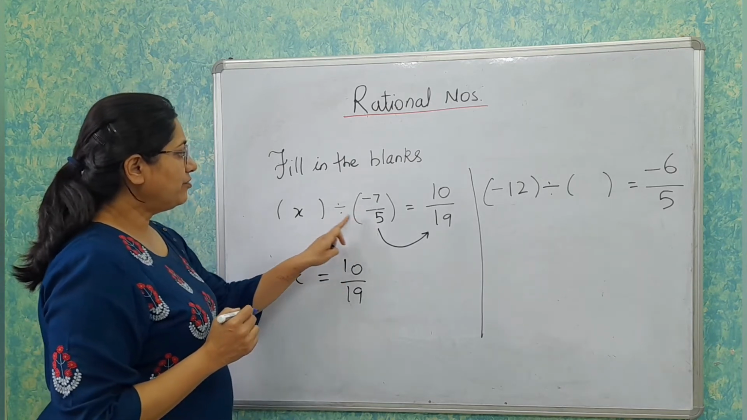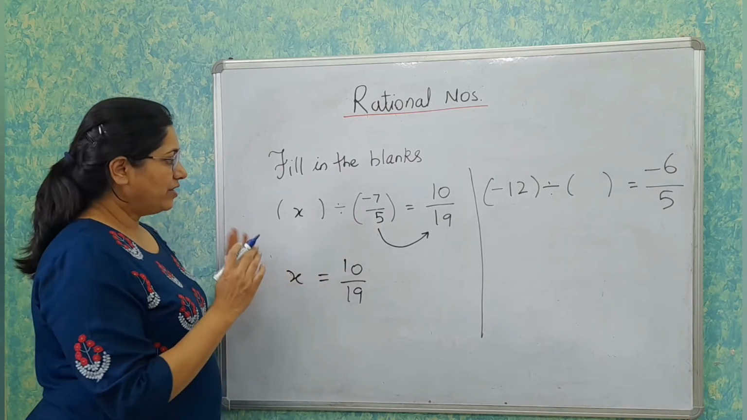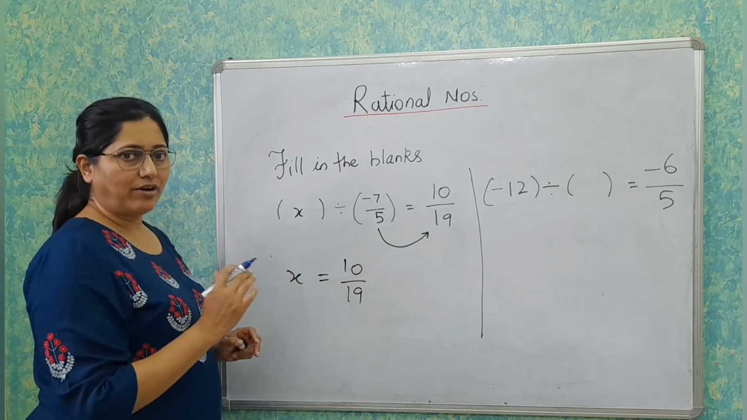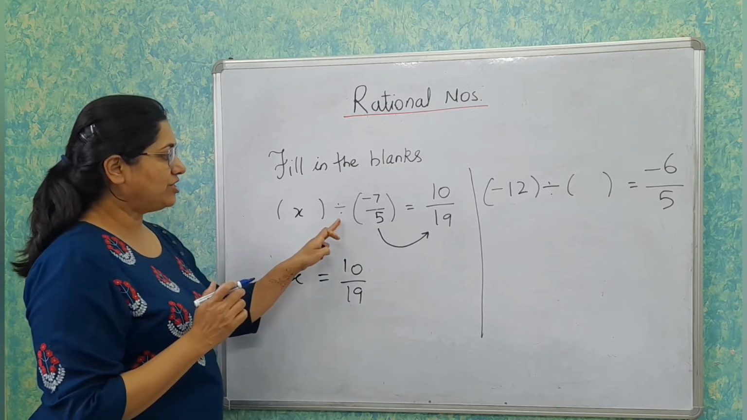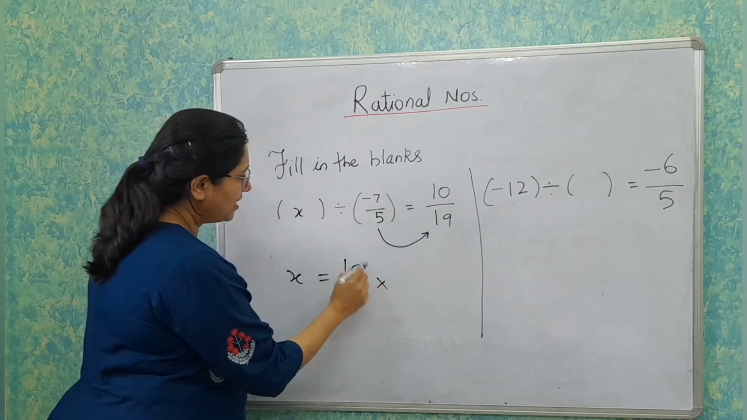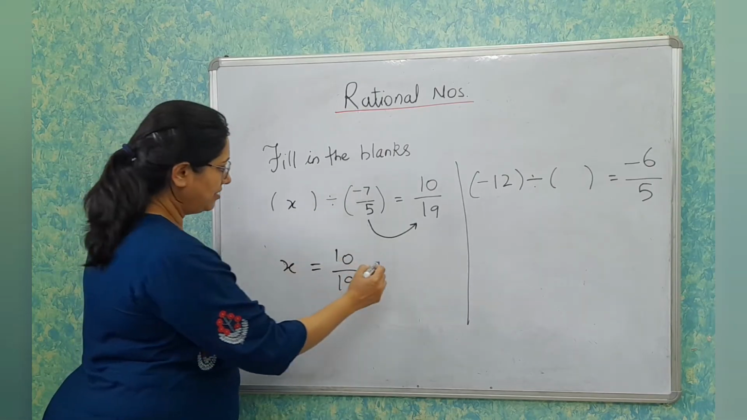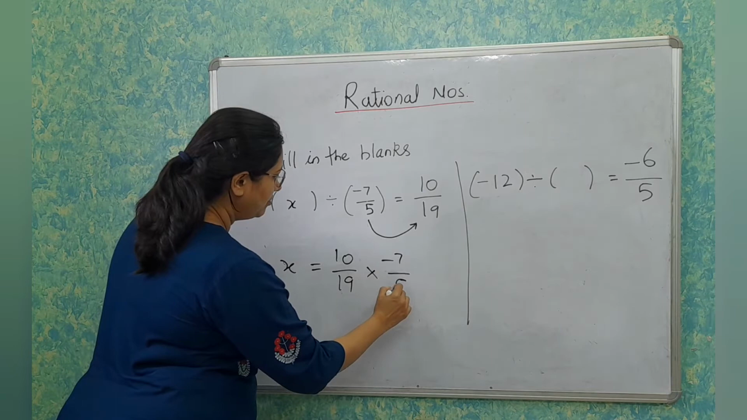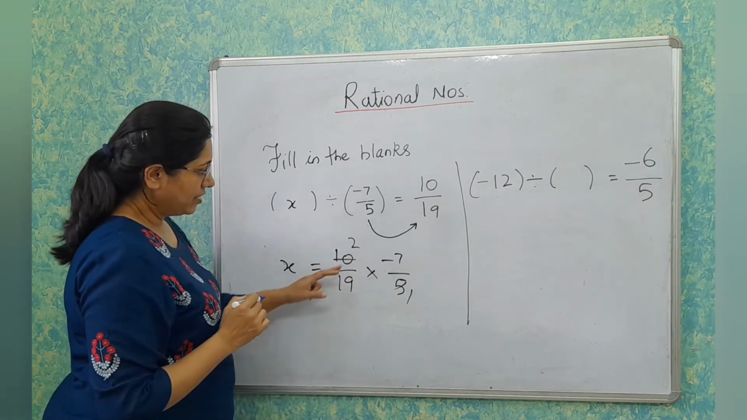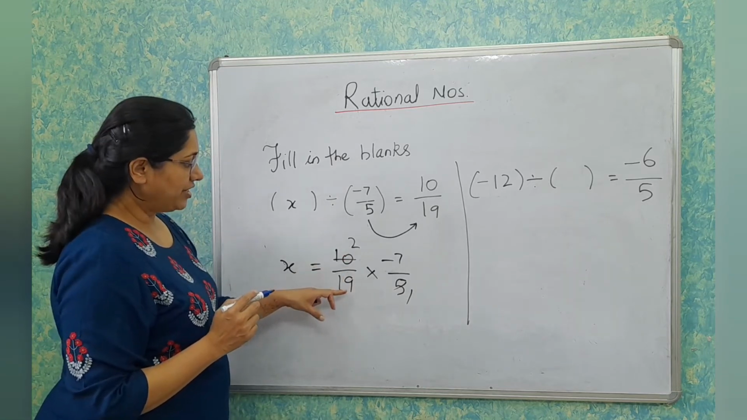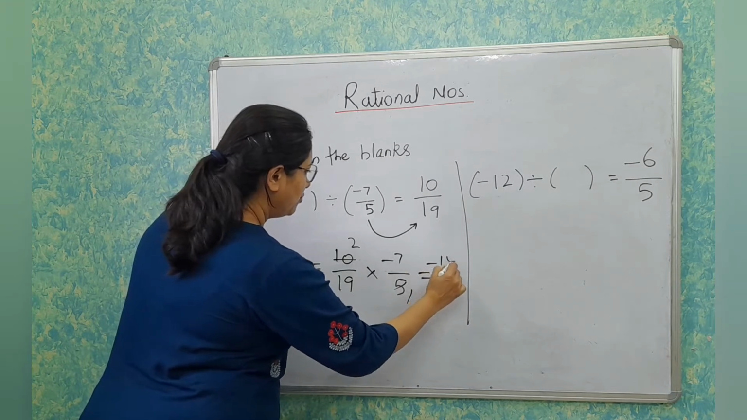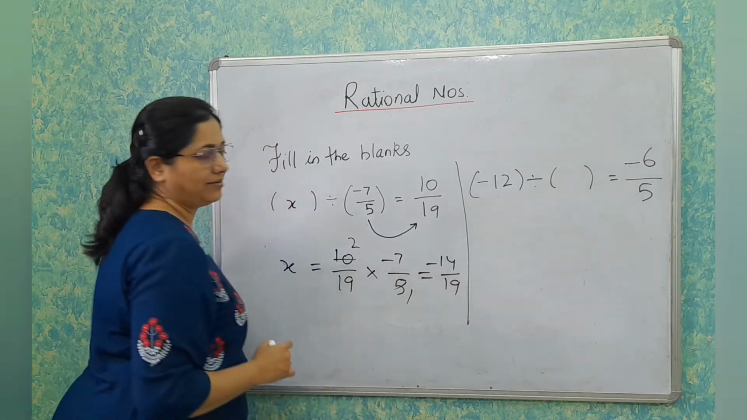But minus 7 upon 5 is getting divided. So whenever we have to shift any number from the left hand side to the right hand side or the right hand side to the left hand side, we have to change the sign of that number. So I will put a multiplication sign instead of the division sign. And now I will write 7 upon 5. 5 1s are 5, 5 2s are 10. Now there is no common divisor which can divide these numbers. So our answer is minus 14 upon 19.